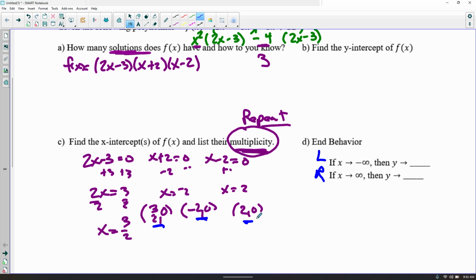All right, y-intercept. You do an f of 0, and that would end up being 12. So (0, 12) is your y-intercept. Now, my end behavior is mixed up. Remember, this has a negative.